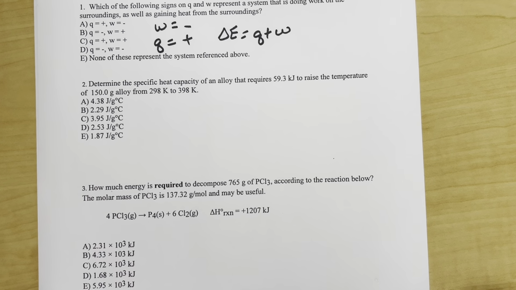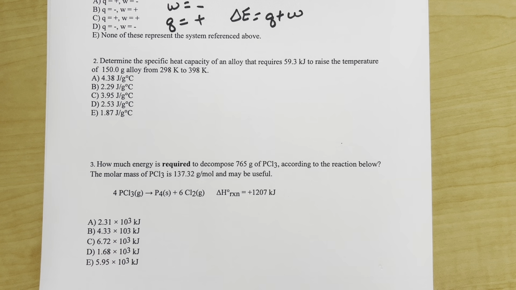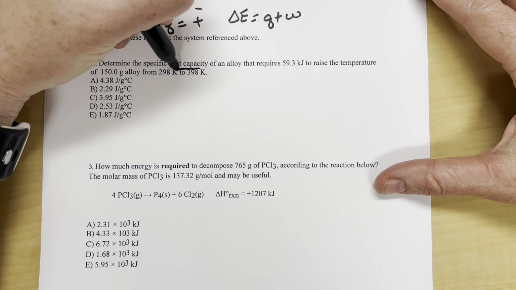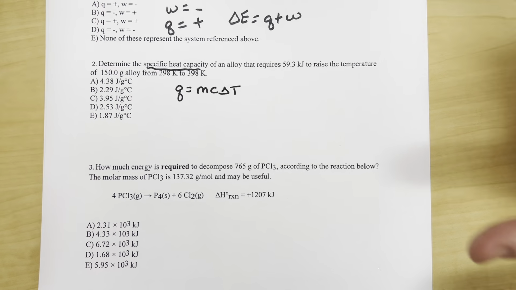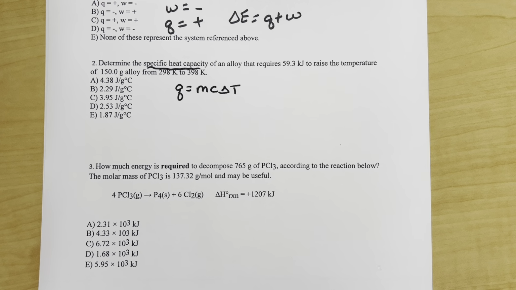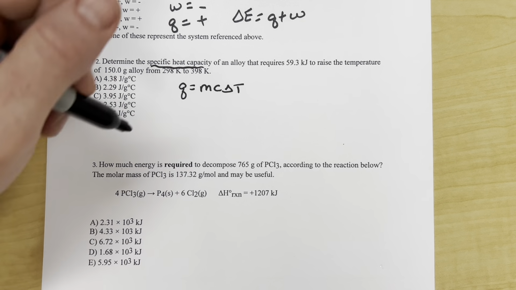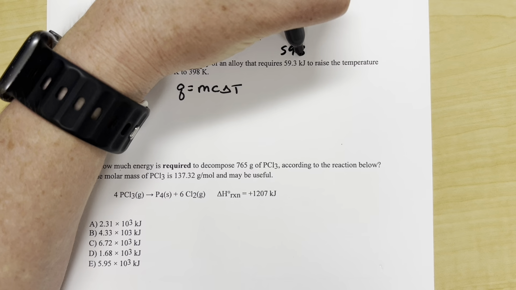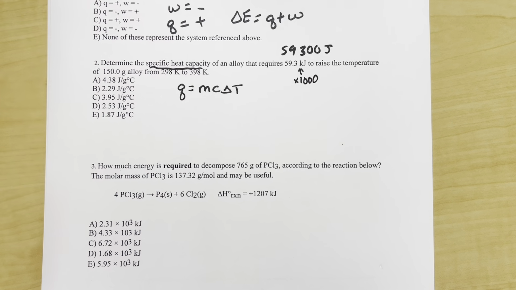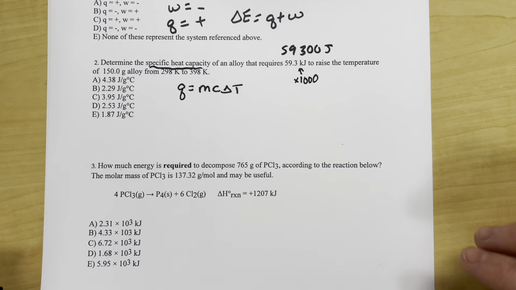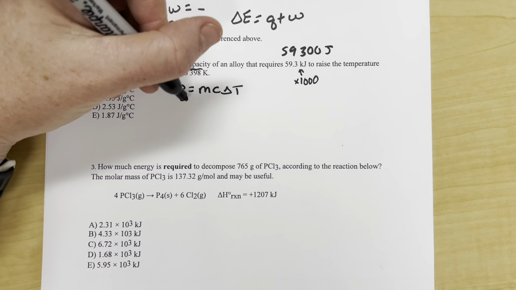Okay, number 2. Determine the specific heat capacity of an alloy that requires a certain amount of energy to raise the temperature, and so on. Anytime you see something about specific heat capacity, you're thinking Q equals MC delta T. That's what we're always going to go to. Q is the heat, but it should be in joules. So this is 59,300 joules. Don't forget K is just times 1,000. So if you have 100 K, you've got 100,000. So 59.3 K would be 59.3 thousand. So our Q over here is that.